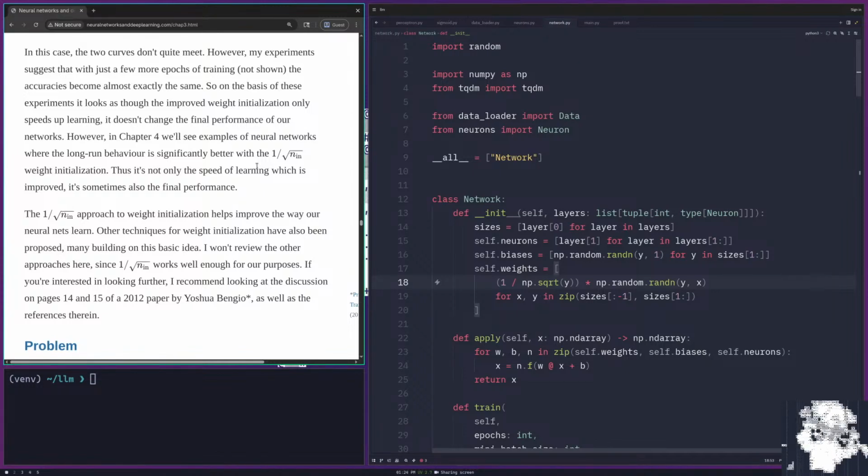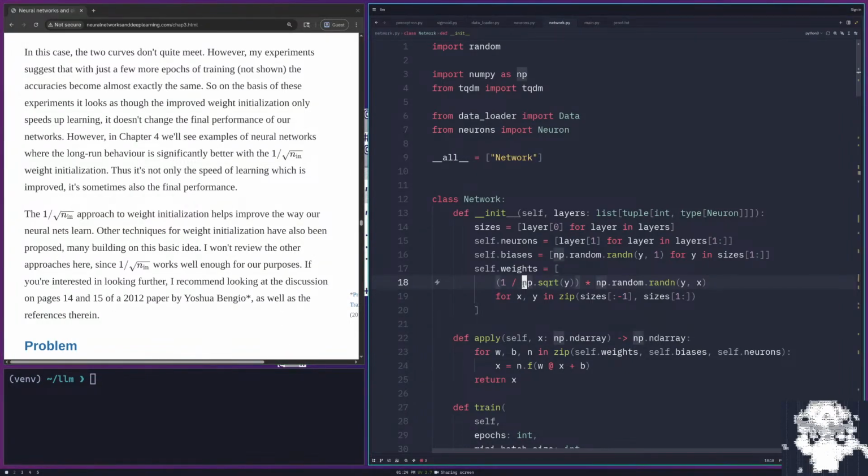Other techniques for weight initialization have also been proposed, many building on this basic idea. I won't review the other approaches here since 1 over square root of n_in works well enough for our purposes. If you're interested in looking further, I recommend looking at the discussion on pages 14 and 15 of a 2012 paper by Yoshua Bengio, as well as the references therein.